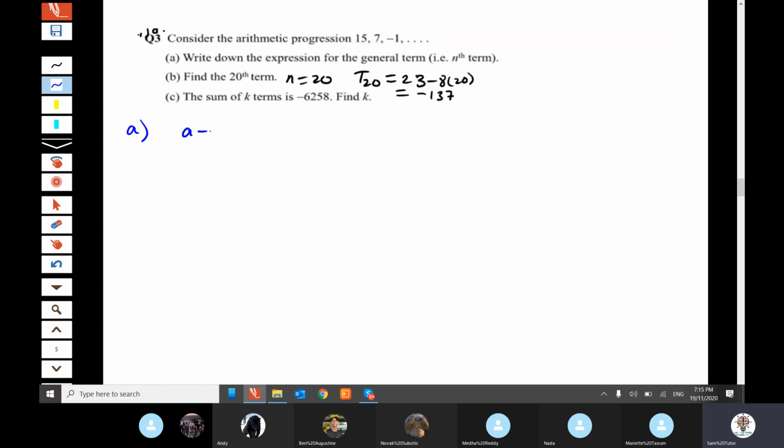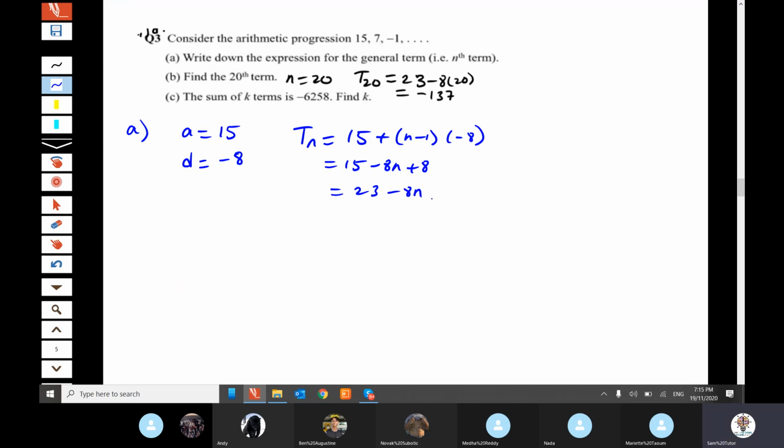What does A equal in this AP? 15. What's your common difference? -8. You can't say 8, be careful, it's going down this time. So what's your formula again? A plus n minus 1 d. 15 plus minus 8n plus 8. 23 take away 8n. Finished.